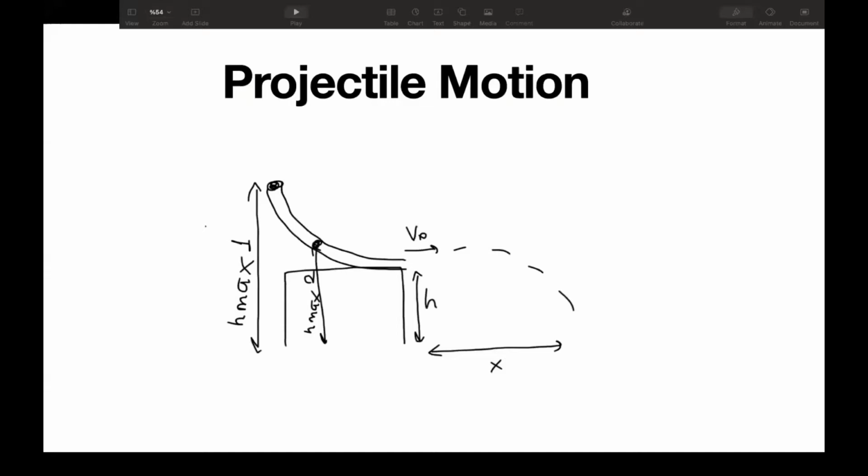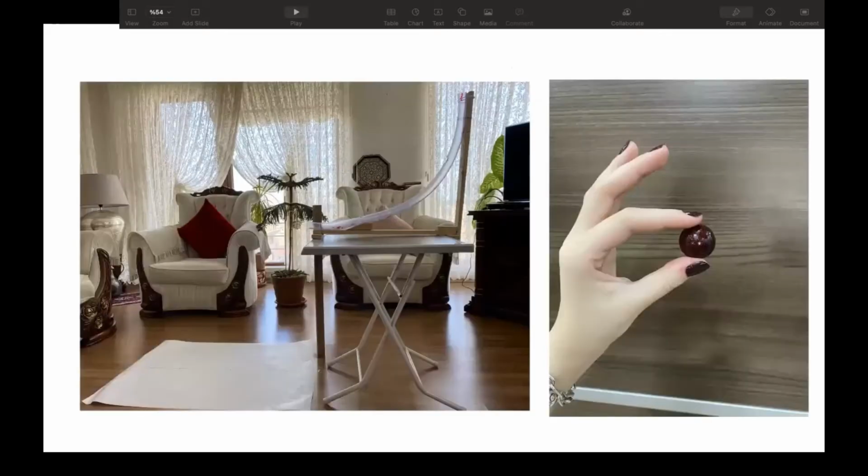Projectile motion only occurs when there is one force applied at the beginning of the trajectory, after which the only interference is from gravity. In projectile motion, there is no acceleration in the horizontal direction. The acceleration in the vertical direction is due to gravity.